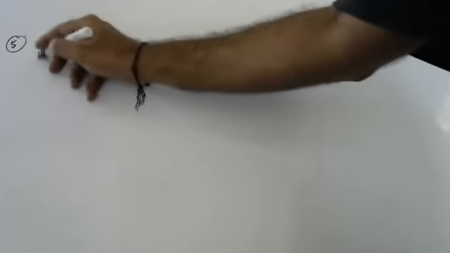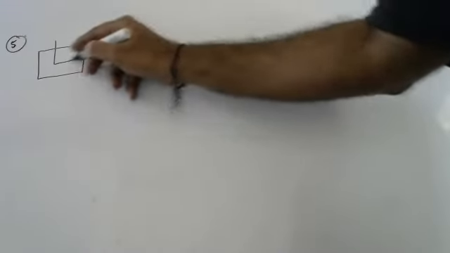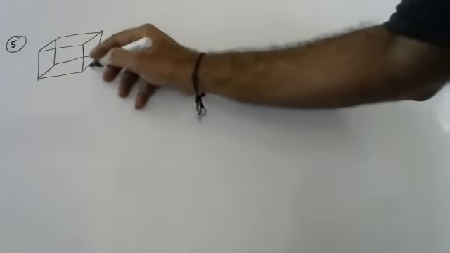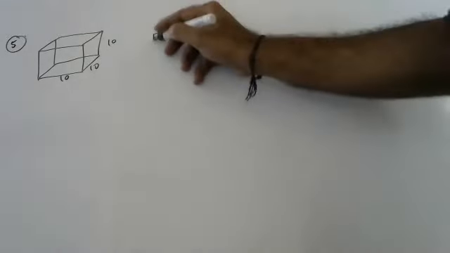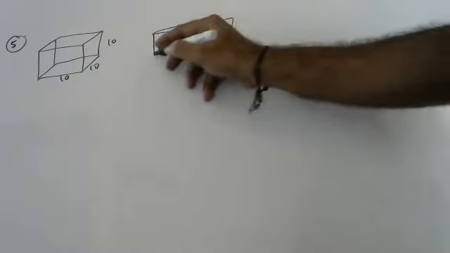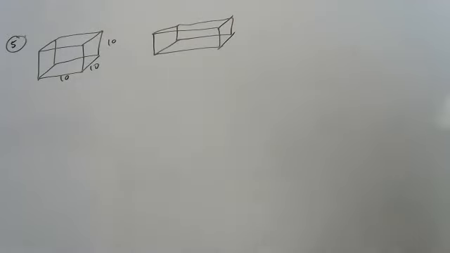Next one, children. Fifth one. Please, children, try to understand. A cuboidal box of edge 10 centimeters. All sides are 10, children. And another cuboidal box is there. A cube is there and another cuboid is there. You should know the difference between cube and cuboid.